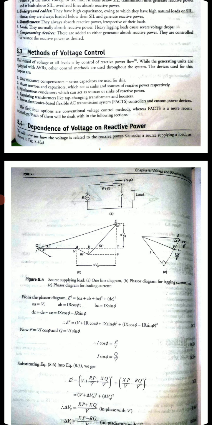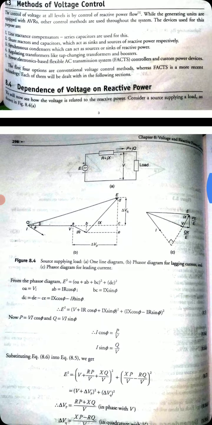So we consider this figure. You can see in 8.4a a source is supplying a load. From this we can study how the voltage is related to the reactive power. So I will explain this figure first. One source is connected through its impedance to one load. Load impedance is R plus jX, and the load is having P plus jQ, and the voltage across the load is V, and the EMF from the source is E.